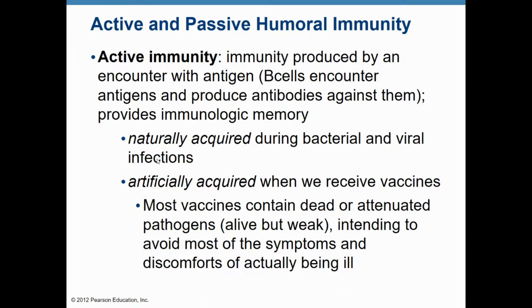So naturally acquired is when you pick it up in the environment. Artificially acquired is when you get a dead or an attenuated. Attenuated means that it's alive, but it's weakened. It really can't infect your cells. You get a little dose of that virus or bacteria, and it just kind of trains your immune system for when you encounter it in real life.